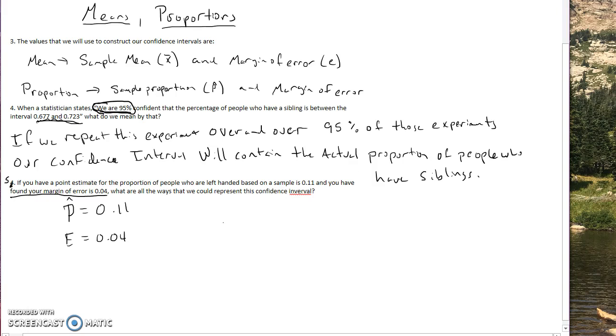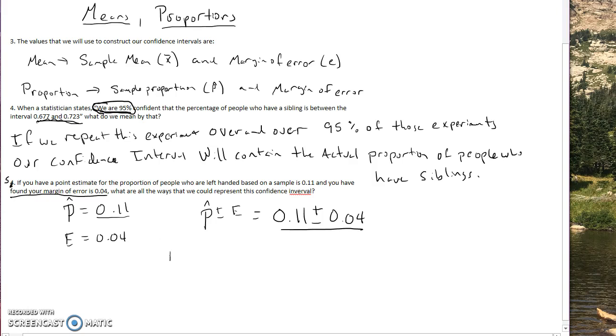Well, there are a couple different ways. There is what I like to call the plus-minus notation, where we say we think it's 11%, within a margin of error of 0.04. So we would present that as we think it's 11% plus or minus the error of 0.04.